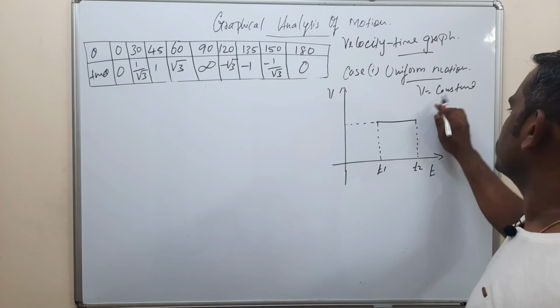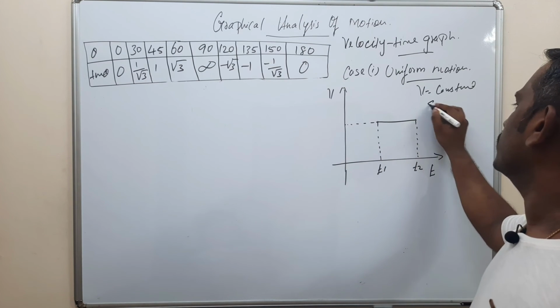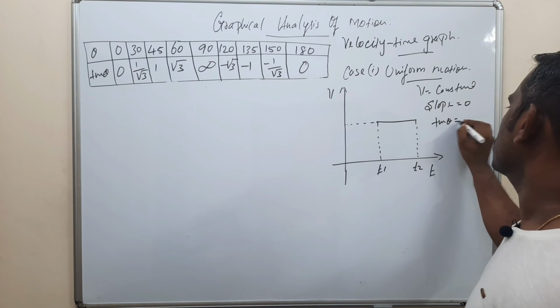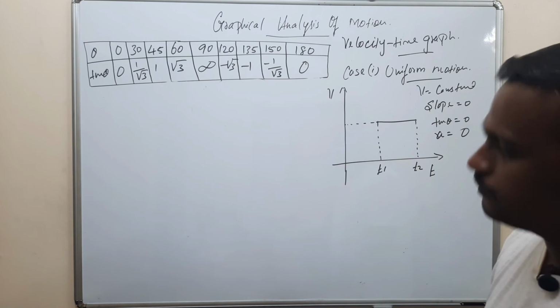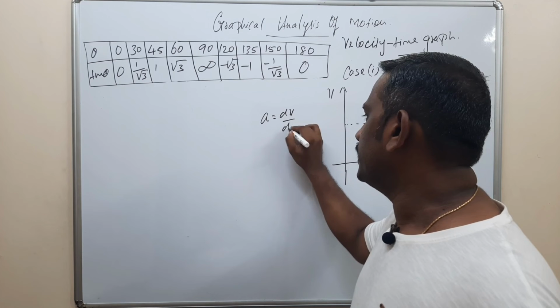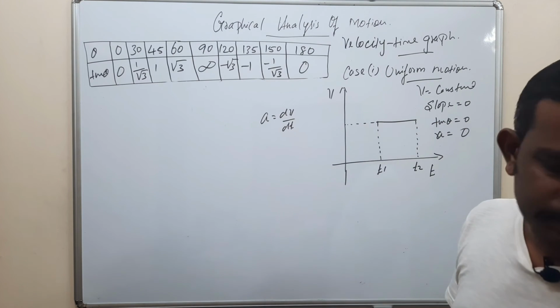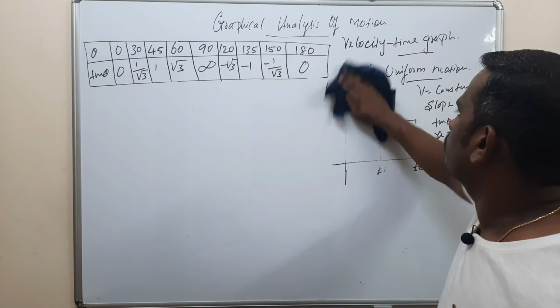So what about the acceleration? Acceleration is the slope of the velocity time graph. What is the slope of this curve? Slope is equal to 0, tan theta is equal to 0. Therefore, acceleration is equal to 0. Acceleration is equal to dv by dt, and since velocity is constant, acceleration is equal to 0. Okay.